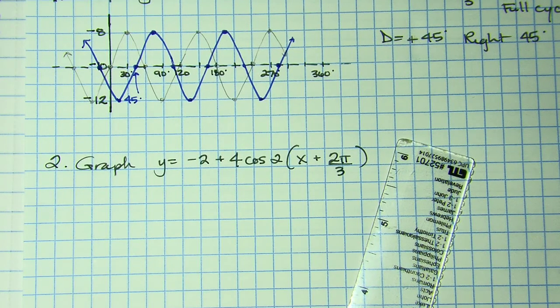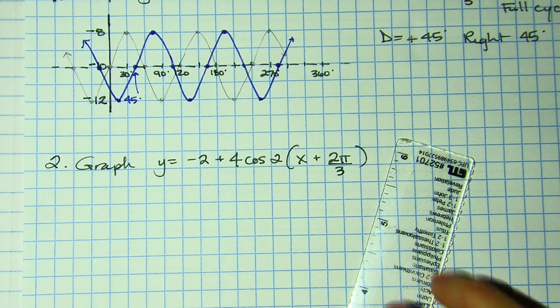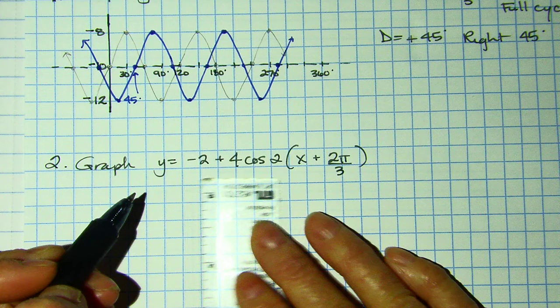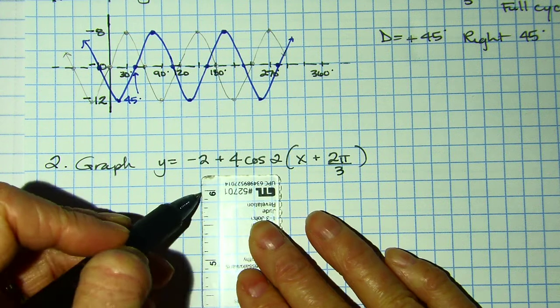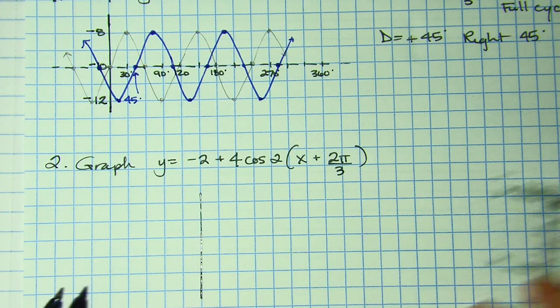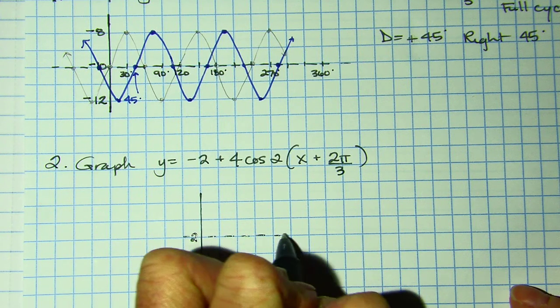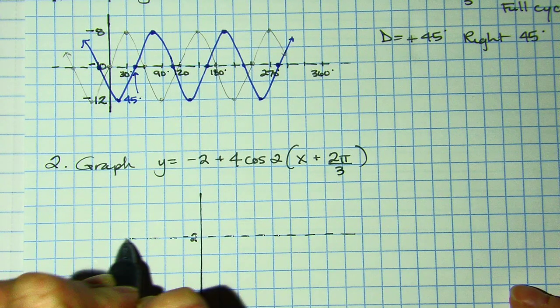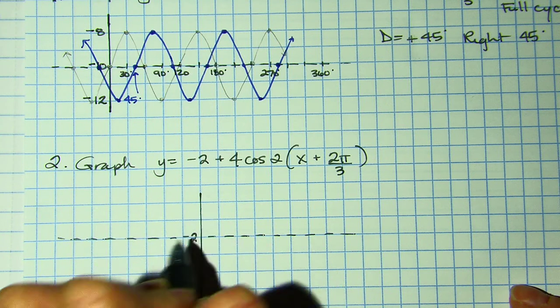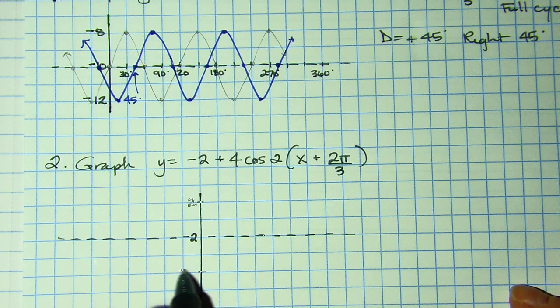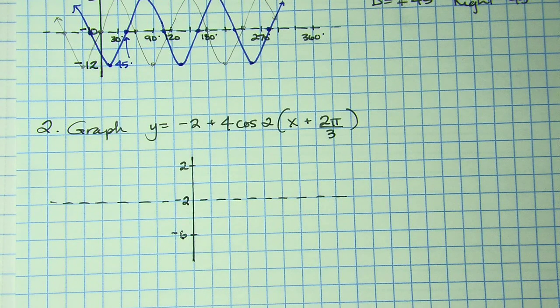All right, so the easy part is the center line, and I usually put cosine in the middle because it starts on the origin. And so we've got a center line of negative 2, so I start there. And an amplitude of 4, so negative 2 plus 4 would be positive 2. Negative 2 minus 4 would be negative 6. So there's our center line and our amplitude done and taken care of.